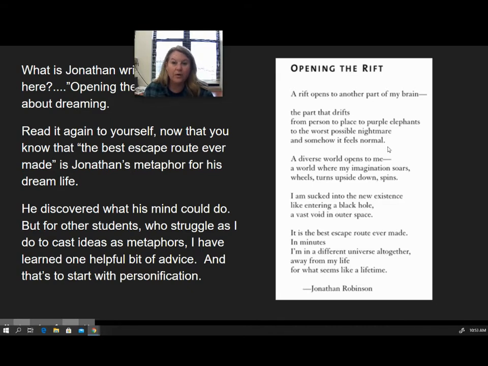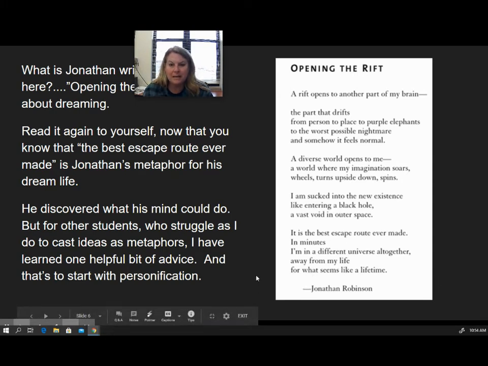So it's very normal for us to dream when we sleep. And it's also very normal for us to have bad dreams and good dreams and dreams that don't even make sense. A diverse world opens to me, a world where my imagination soars, wheels, turns upside down, and spins. I am sucked into the new existence, like entering a black hole, a vast void in outer space. It is the best escape route ever made. In minutes, I'm in a different universe altogether, away from my life for what seems like a lifetime.